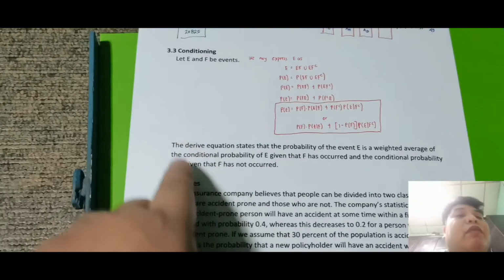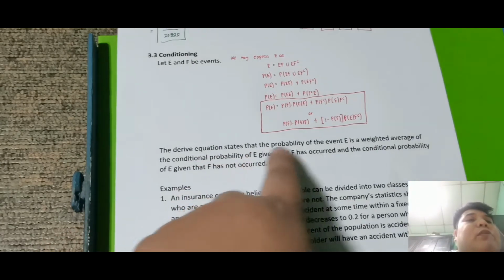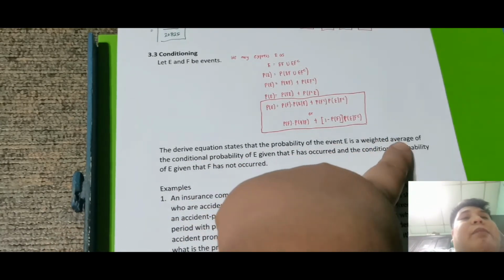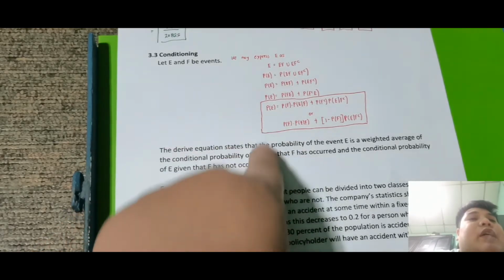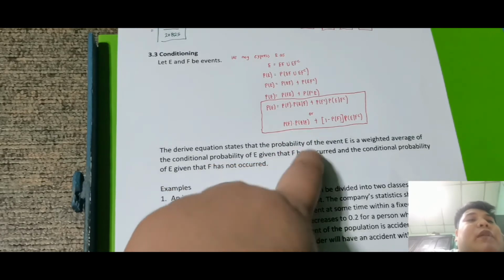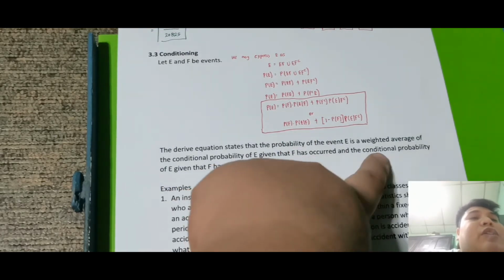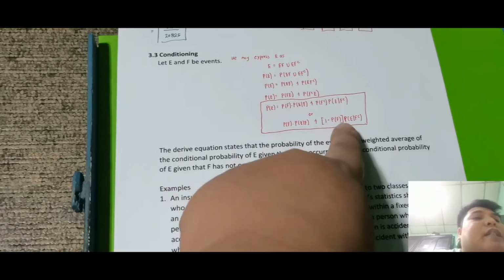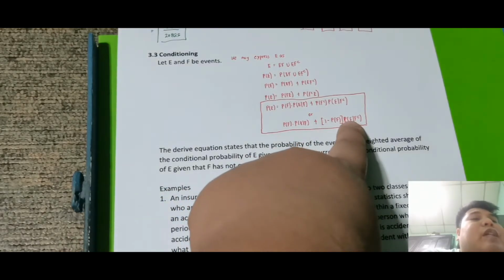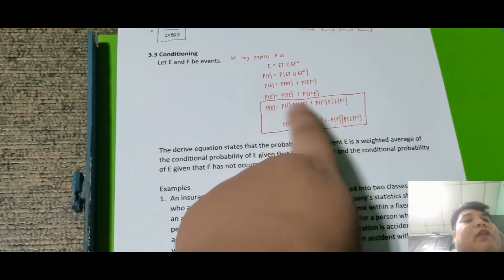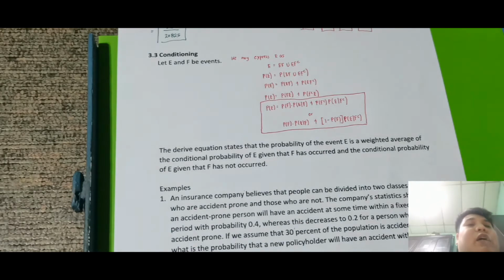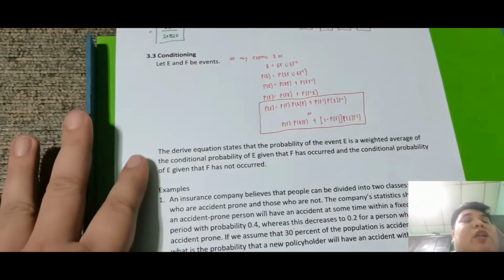So, based on definition, the derived equation states that the probability of the event E is the weighted average of the conditional probability of E given that F has occurred, and the conditional probability of E given that F has not occurred. Now, nakamultiply yung probability of F and probability of F complement sa kanilang dalawa, kaya sinabing weighted probability. Okay, so yan yung ating gagamitin. Ito yung tinatawag na conditioning.